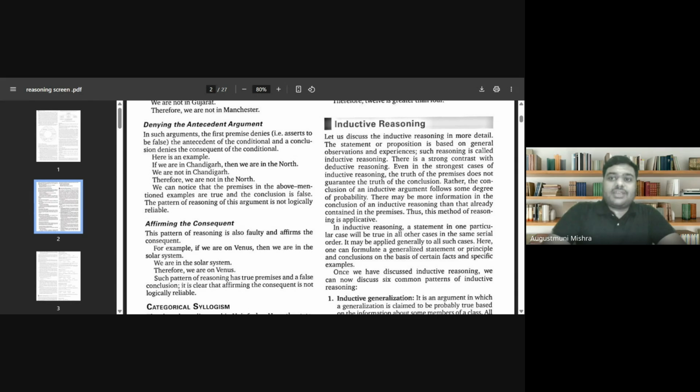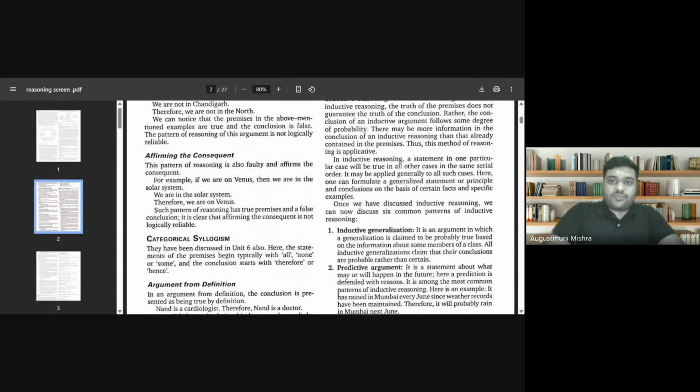Even in the strongest case of inductive reasoning, the truth of the premises does not guarantee the truth of the conclusion. Rather, the conclusion of an inductive argument follows with some degree of probability. So there may be more information in the conclusion of inductive reasoning. Now I am moving on because we discussed inductive versus deductive. This sentence is only saying that.